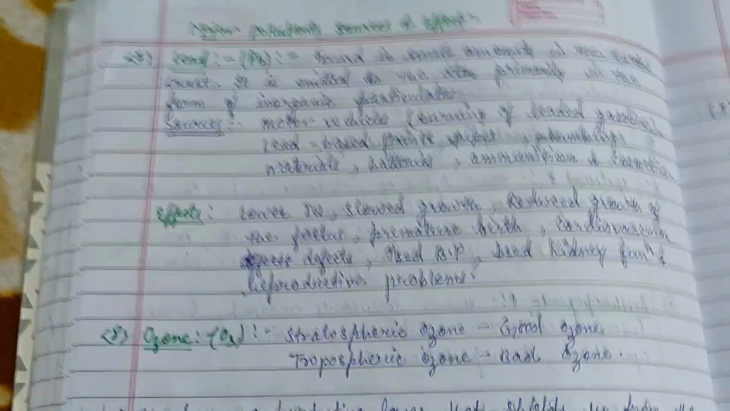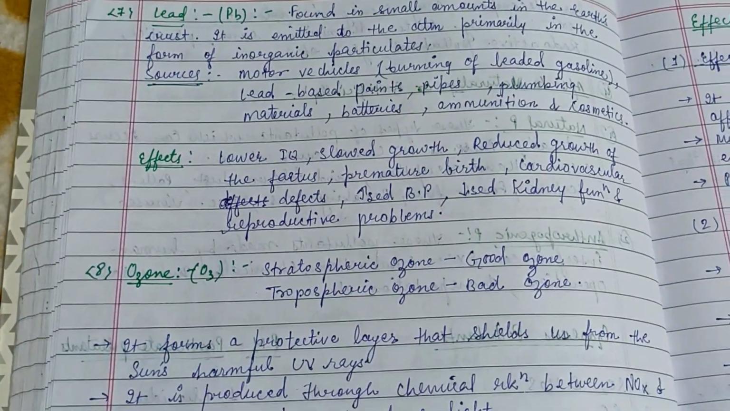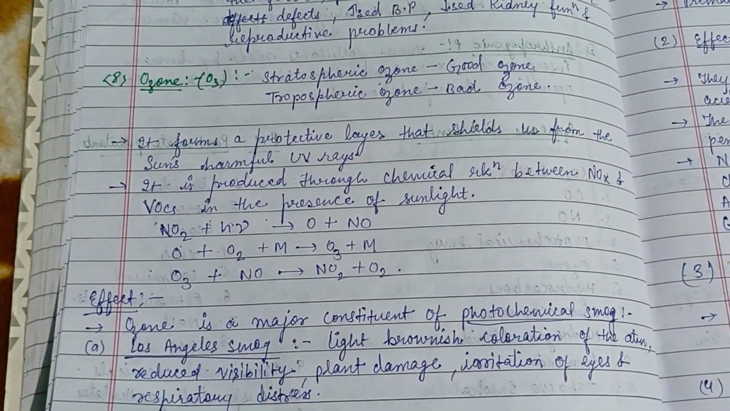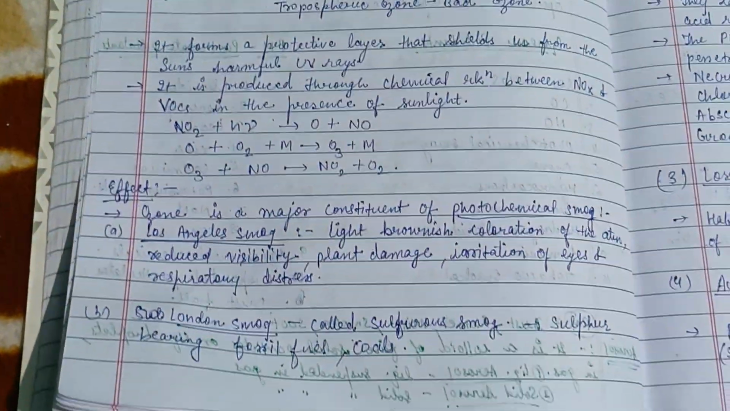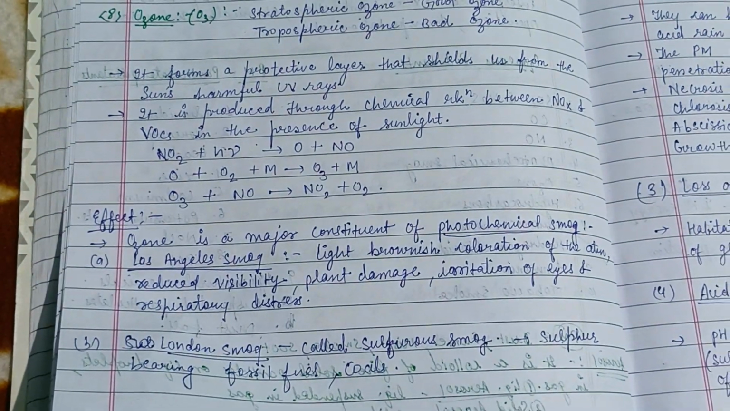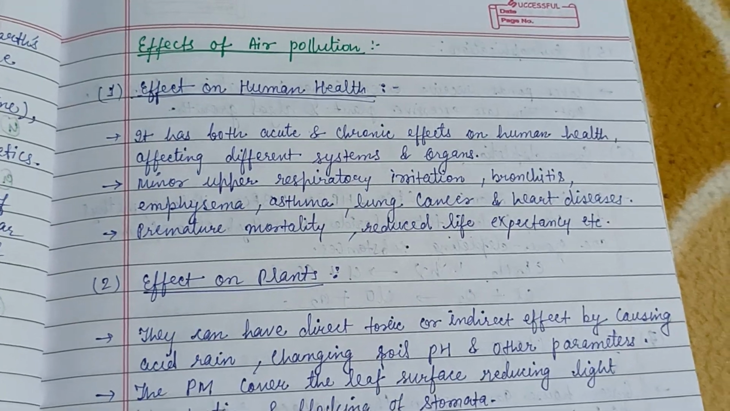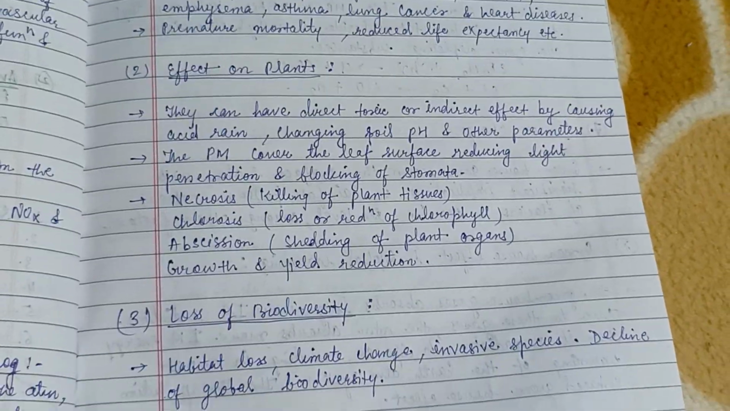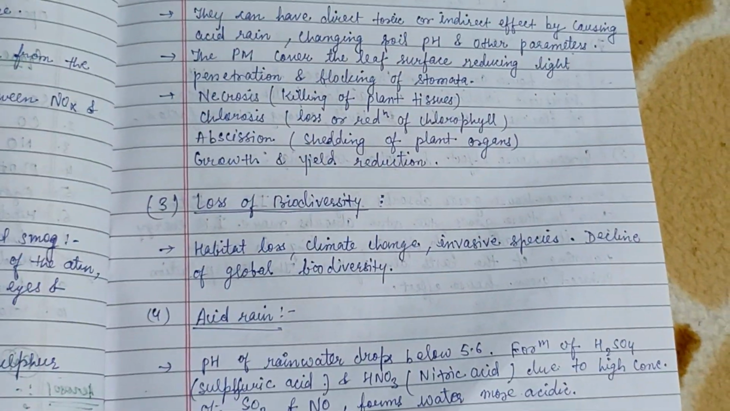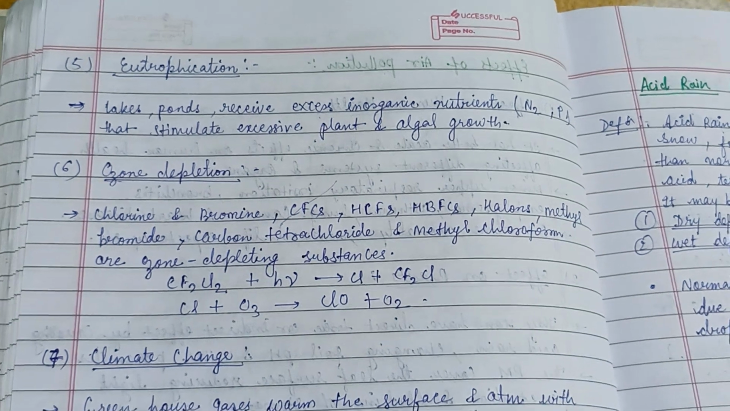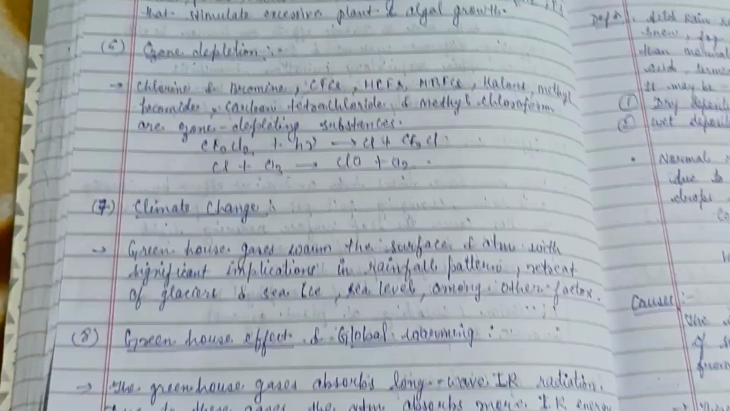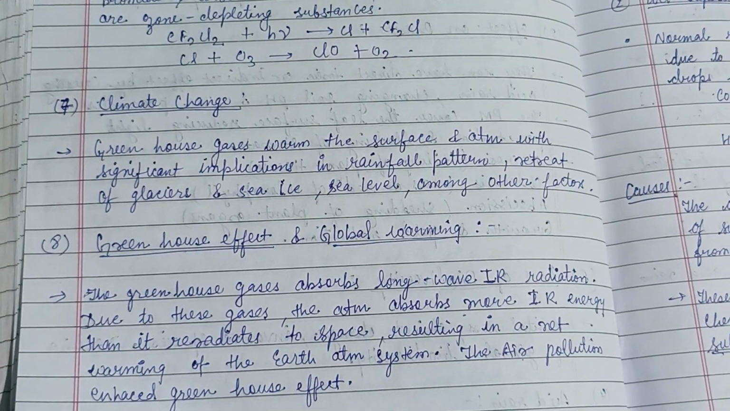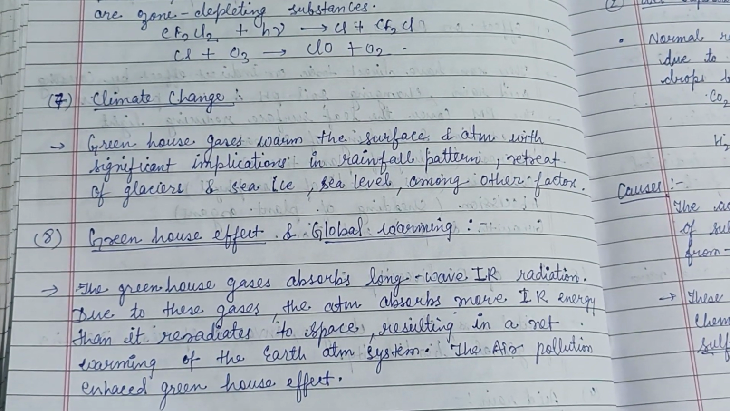There are some other major pollutants, like lead, and their effects. Ozone: stratospheric ozone is good ozone, whereas tropospheric ozone is bad ozone. London smog, Los Angeles smog. Effects on human health, as we discussed previously. Effects on plants, loss of biodiversity, acid rain, eutrophication, ozone depletion, climate change, greenhouse effect, and global warming. So these are the effects of air pollution.